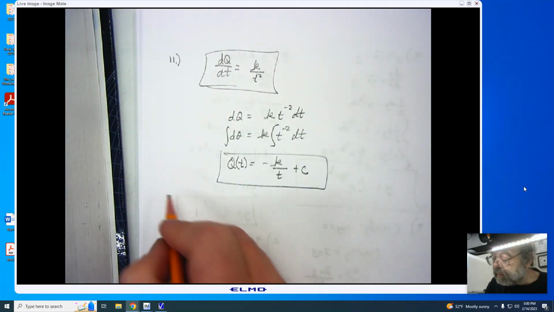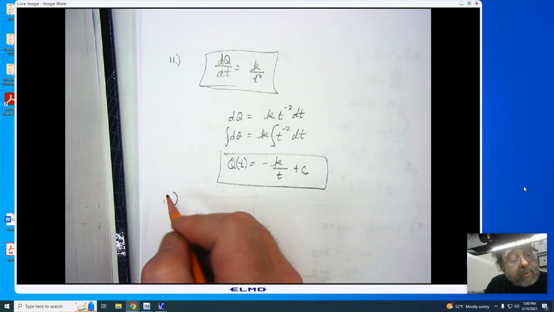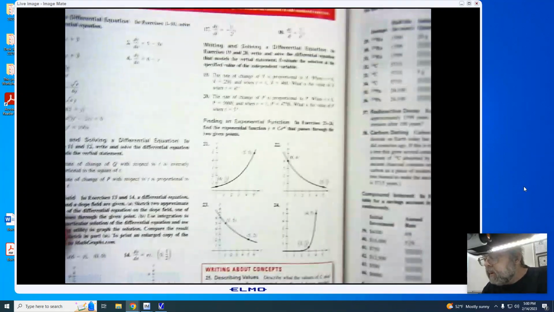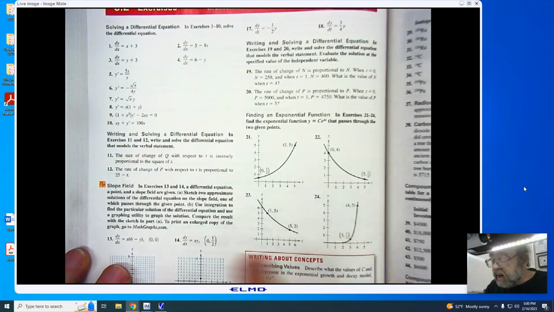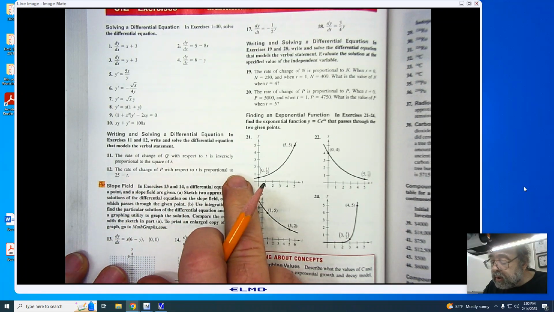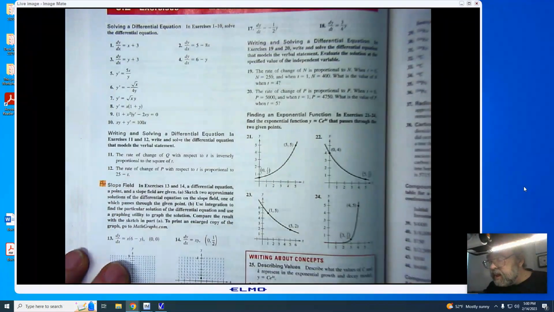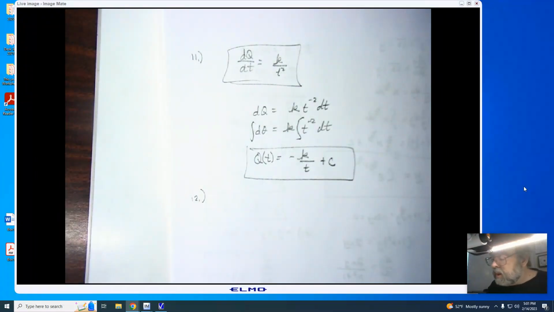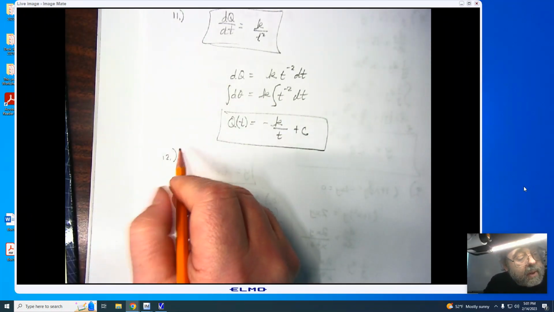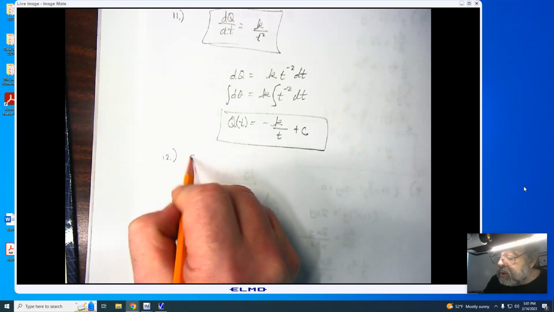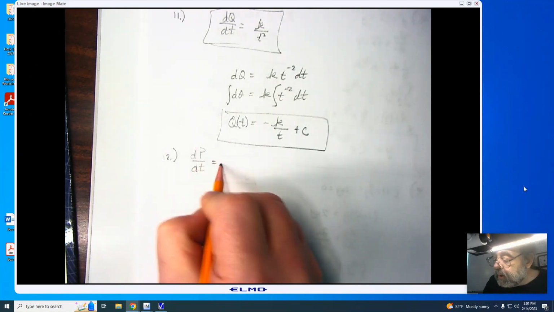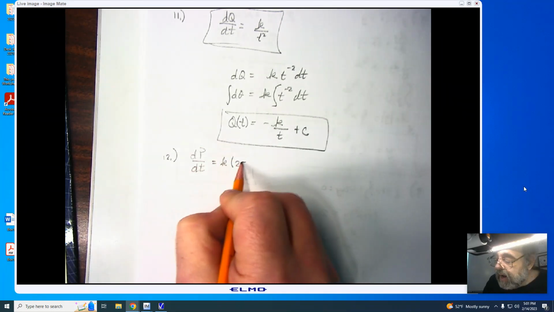Number 12. Number 12, let's now go to the words again. They give us, it's right here, the rate of change of p with respect to t is proportional to 25 minus t. And there went my lights, everybody. Sorry about that. This will be my last problem, and I'll probably do part 2 tomorrow. So we have the rate of change of p with respect to t is proportional to 25 minus t.